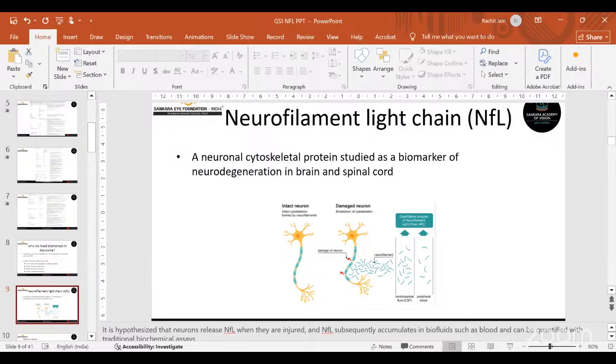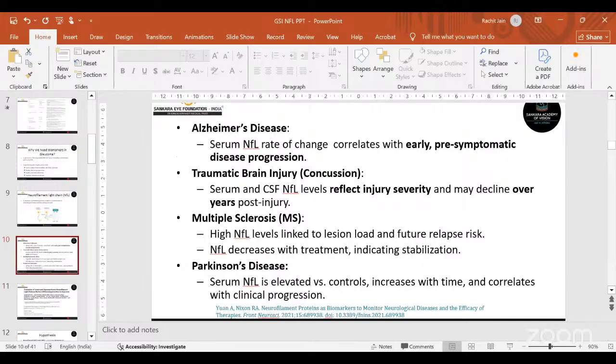These neurofilament light chains have been studied extensively, and a few examples of their clinical utility are: in Alzheimer's disease, serum NFL levels of change correlate with early and pre-symptomatic disease progression. In traumatic brain injury, especially in the acute concussion stage, the serum and CSF NFL levels reflect injury severity and may decline over years post-injury. In multiple sclerosis, high NFL levels were linked to lesion load and future relapse risk.